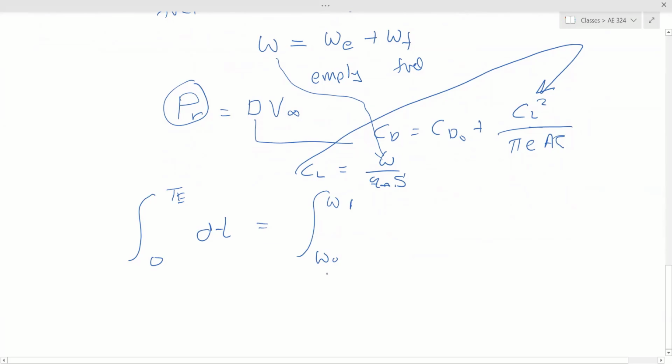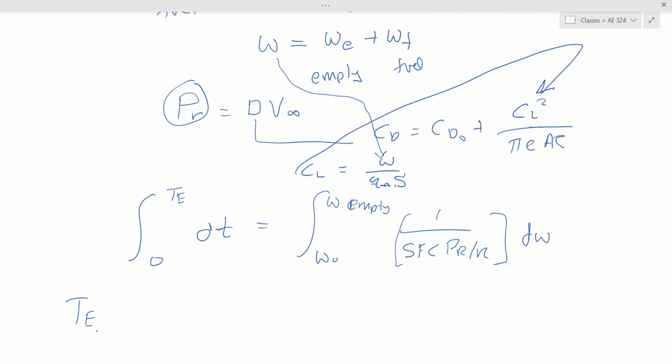From the initial weight of the aircraft to the weight empty. So this is the weight empty here. And we just integrate that fuel consumption until the weight's all gone. And we get a formula for the endurance time after a bunch of algebra that I'm not going to wade you guys through.